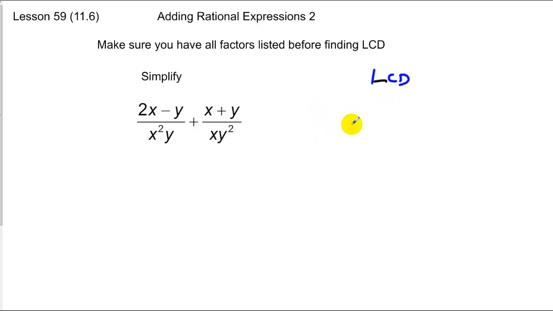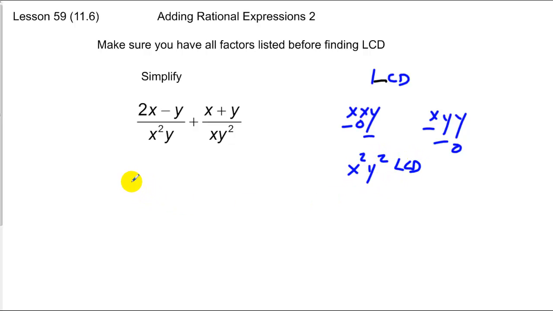So I say, well, I need the 2 x's from the first term and the y, and I need an x and the 2 y's from the second term. If I look at that, I need these 2 x's, these 2 y's for sure, and then I'm missing that x and missing that y. So I have an x squared that I need and a y squared, and that's my LCD. Rewriting it twice, x squared y squared, x squared y squared.